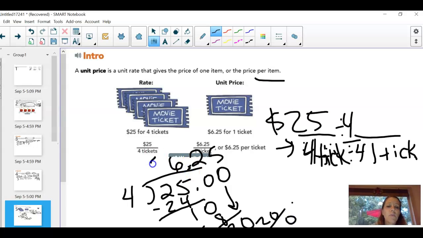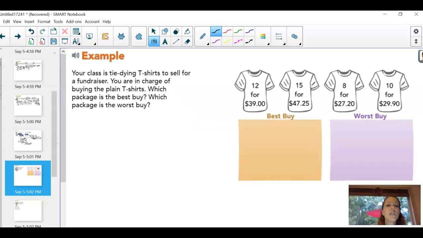I bring up my decimal point. So my answer is $6.25 per ticket. Okay? So at this point, you're doing the same thing. You're just looking at unit prices. So you're looking per item. Okay? So go ahead and look at this next one.